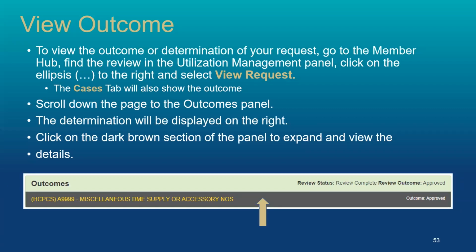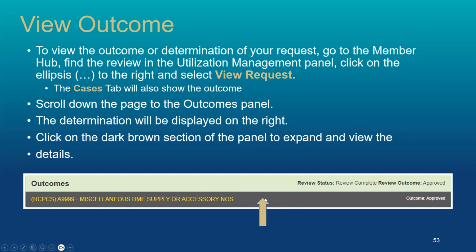Where you had entered a procedure code, that will now be replaced with an outcome panel. So then you'll see here, it says outcomes. It'll show the code that you selected. I didn't change these screenshots from previous training. So it would show the code that you had submitted, and then it would show you what that review status is and what the review outcome is.